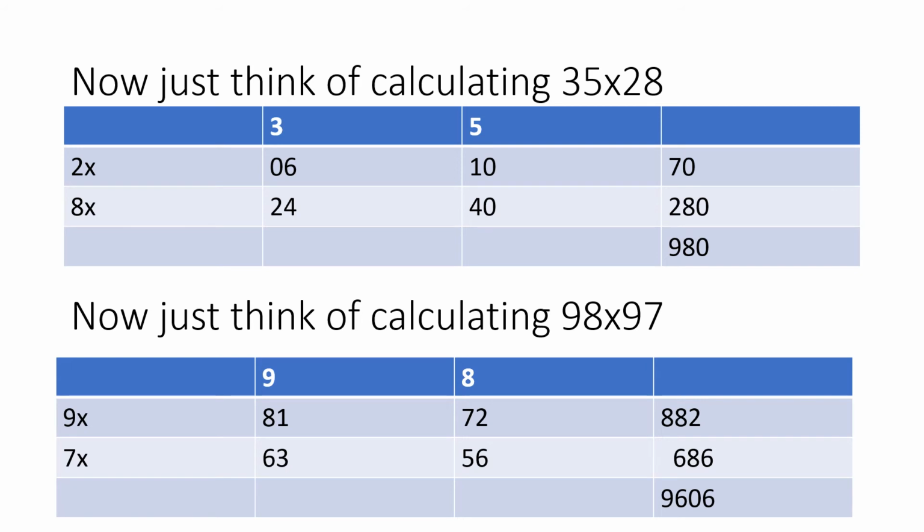Then 7 into 9 is 63, and 7 into 8 is 56. So 63 plus 5 is 68. Then 6 as it is we have taken. Okay, so that is done.